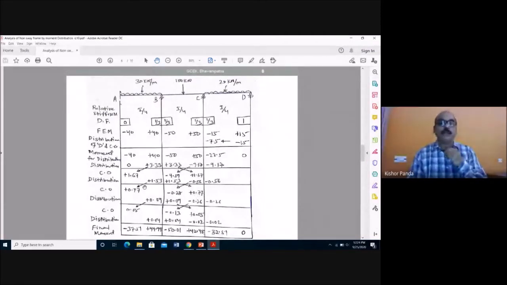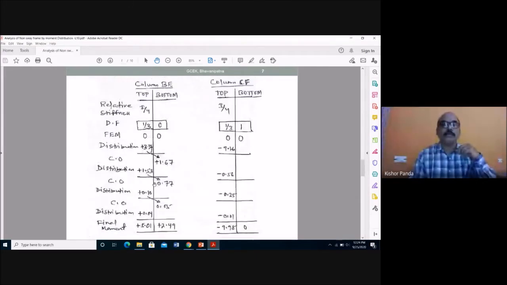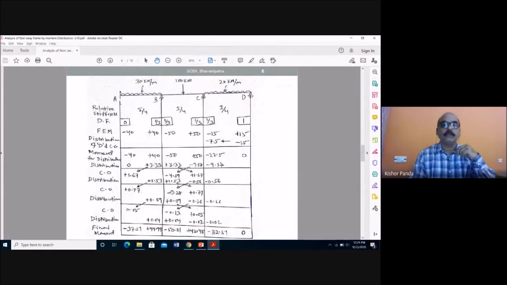Then again you have to go for the carryover. Carry over half of this moment to this side, half of this moment to this side, half of this moment to this side, and this moment will not carry over. This is for the horizontal member, and for the vertical member, half of the moment will carry over to this side. And as the end F is simply supported, there is no carryover from top to bottom. So this is the carryover. Here the carryover is 0.77 to bottom, and here this is 0.77, and here this is 0.77. This is minus 0.28. And here there is no carryover, as the end D is simply supported. So this is the carryover.